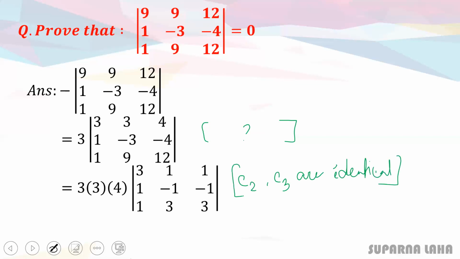Right? So we can use this property number 2. By property number 2, you can say that this determinant value is 0, since 2 rows or 2 columns are identical. So see, without expanding the determinant, we can find the value.